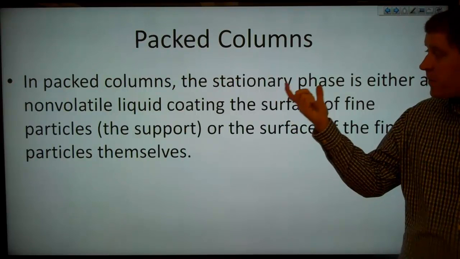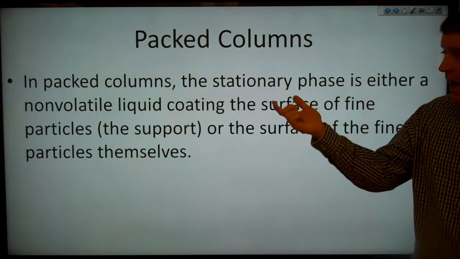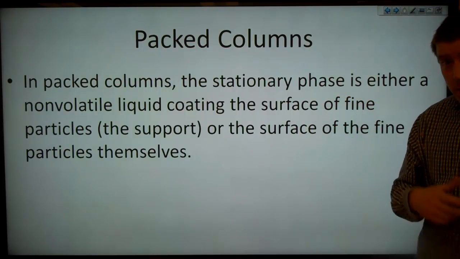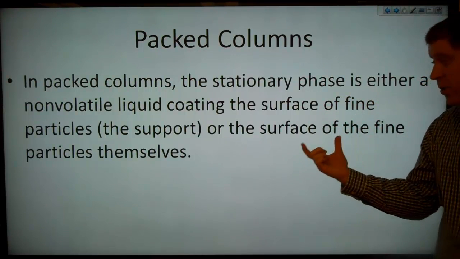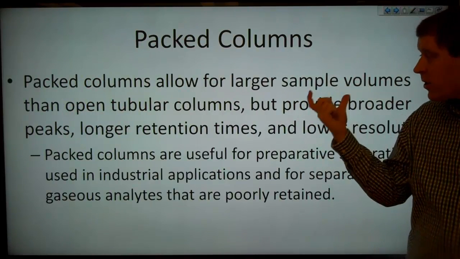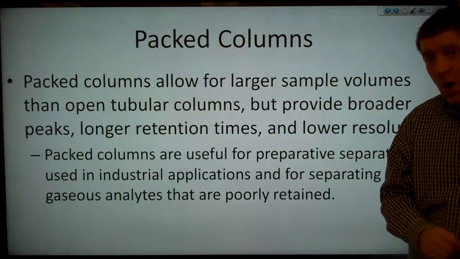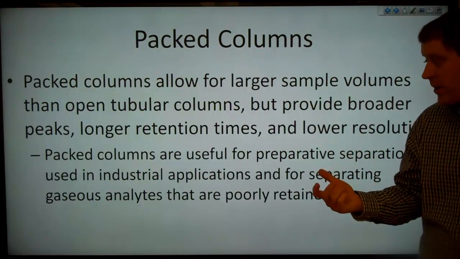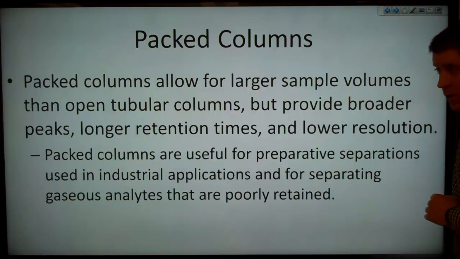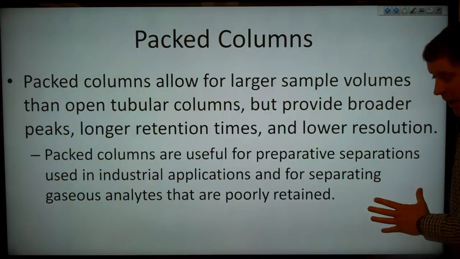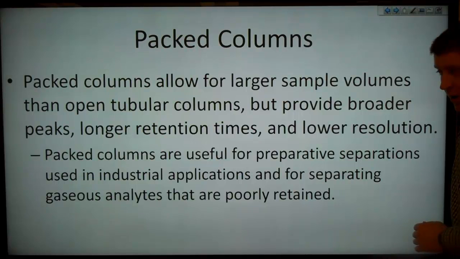In packed columns, the stationary phase is either a non-volatile liquid coating the surface of fine particles, the support, or the surface of those fine particles themselves. Now remember that packed columns allow for larger sample volumes than the open tubular columns do, but provide broader peaks, longer retention times, and lower resolution. Packed columns are useful for preparative separations used in industrial applications and for separating gaseous analytes that are poorly retained.